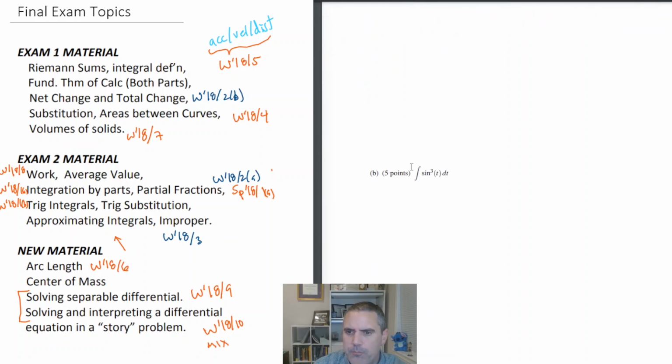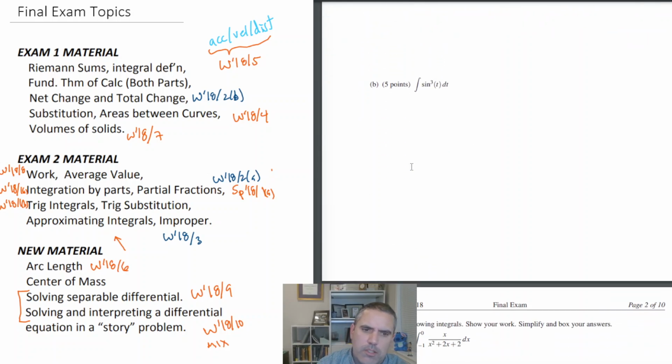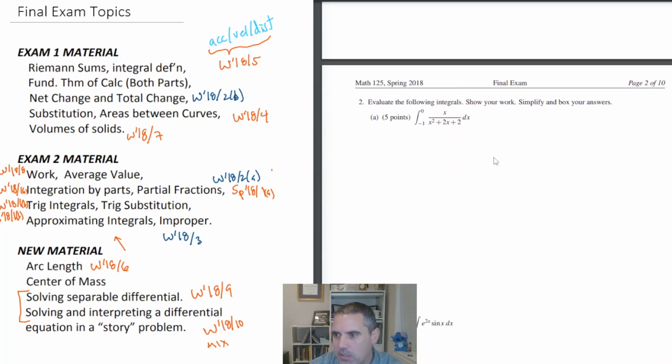Part B, a trig integral. A fairly standard one, an odd power of sine. Would I immediately know how to start, or would I be spending time looking on my note sheet? And do I have it on my note sheet? These are the questions I'm asking myself as I'm kind of journaling through this.